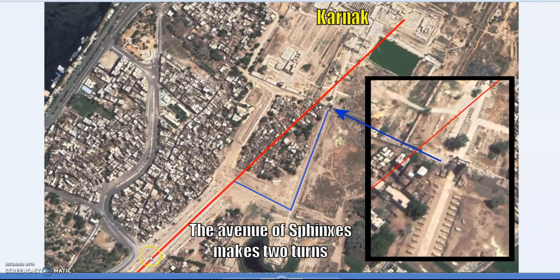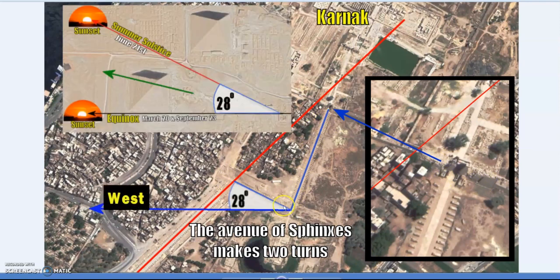So although the avenue of sphinxes leading out from Luxor points to Karnak, the avenue makes these two turns before entering. And what's the angle? Again, please check for yourself. It's 28 degrees, just like the summer solstice. So 28 degrees north of true west, pointing to the sunset of the beginning of the flood season as well.